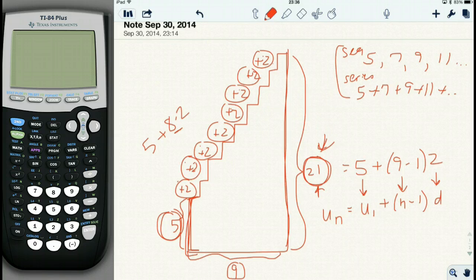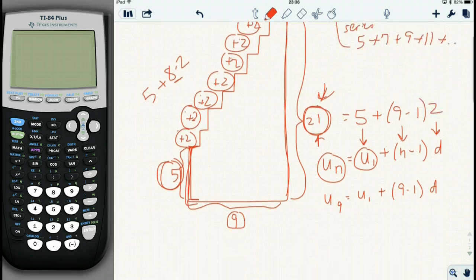Okay, so u1 is the first height, and un is the nth height. In the case of u9 equals 5 plus (9 minus 1) times 2, what we did was we were looking for u9, and so we took u1 and we added 9 minus 1 steps, with the step size, which is 2.